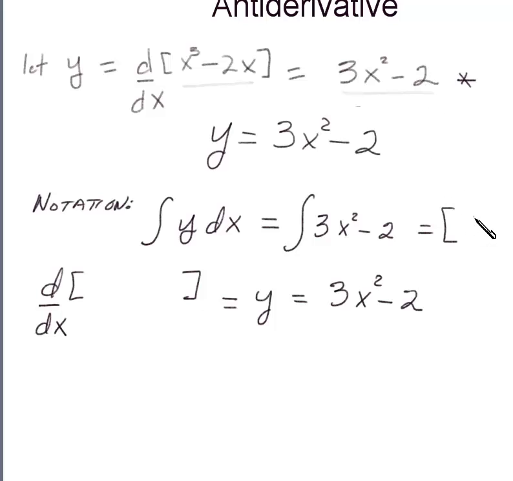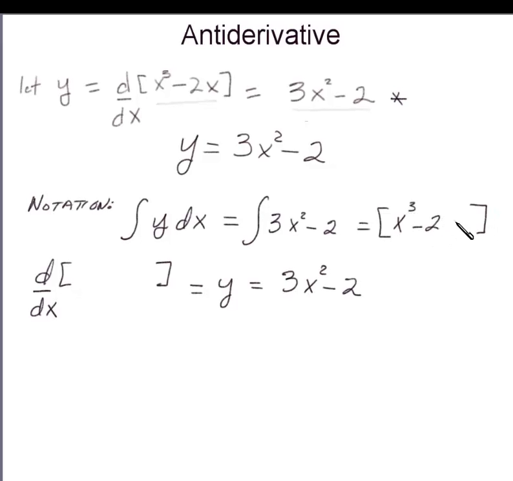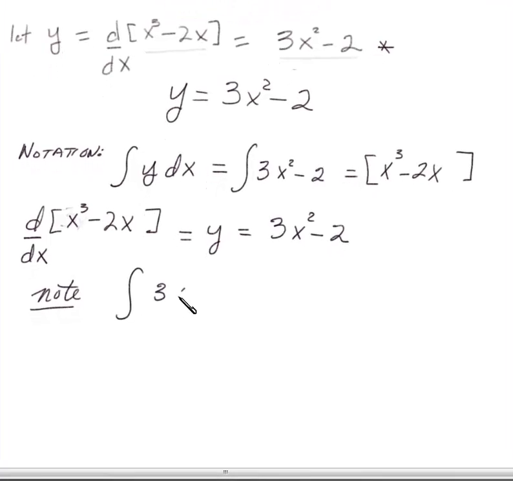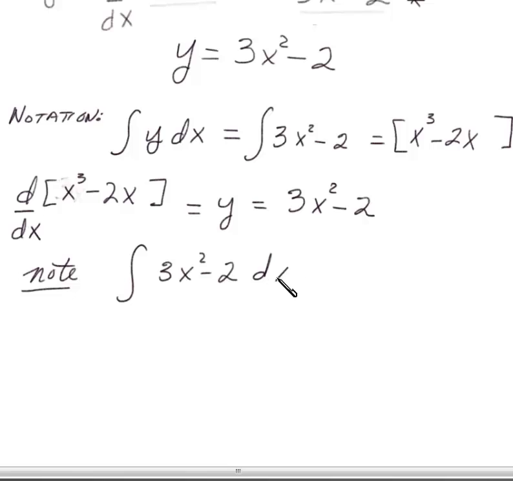So in this box, if I put x cubed minus 2x, that will be an antiderivative of 3x squared minus 2. Why? Because if I take the derivative of x cubed minus 2x, and you can differentiate and make sure that this is all right, I'm going to get 3x squared minus 2. And we might just note here also that the antiderivative of 3x squared minus 2 dx, which reminds me I forgot a little dx here for you, in the most general sense is equal to x cubed minus 2x plus an arbitrary constant.